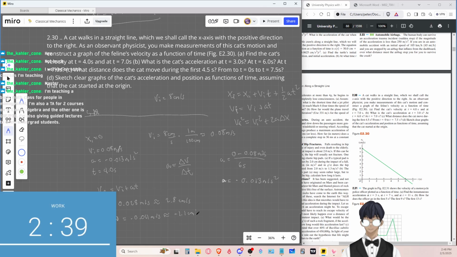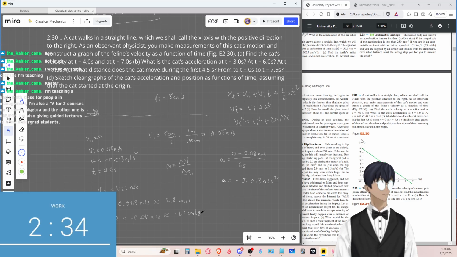Okay, so the numbers compared to the graph, it looks like they're about right.